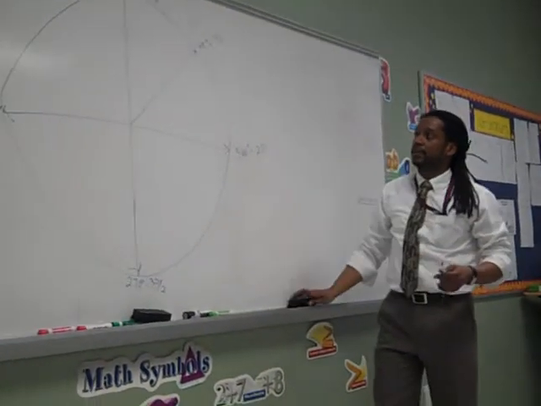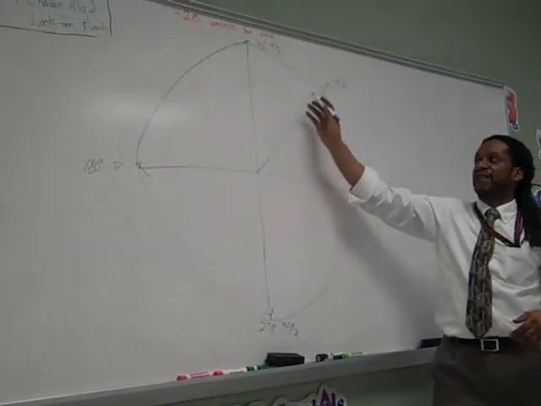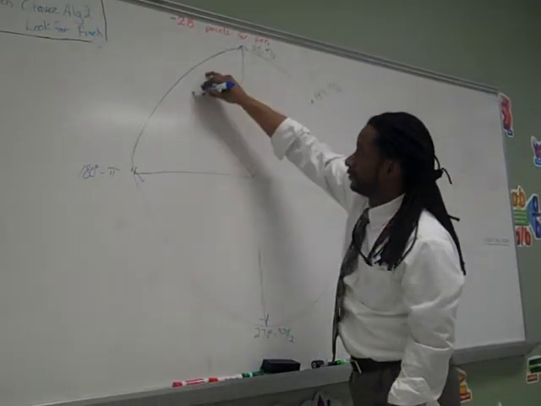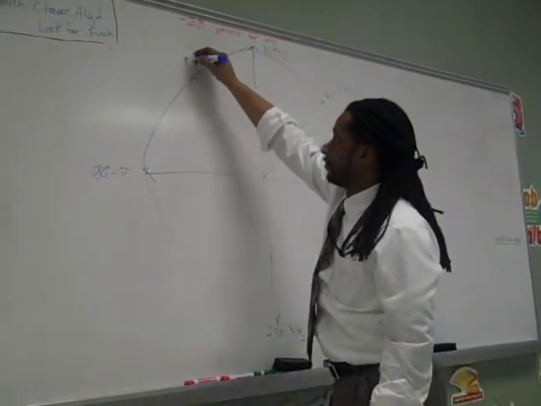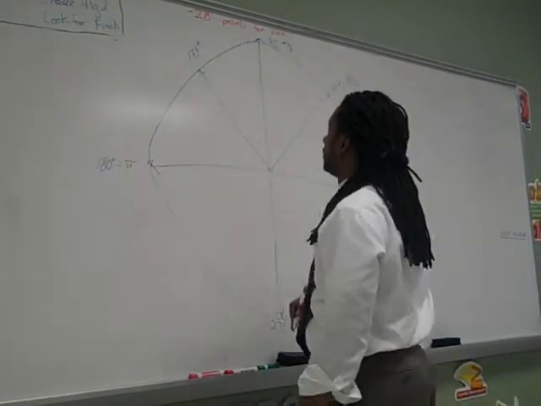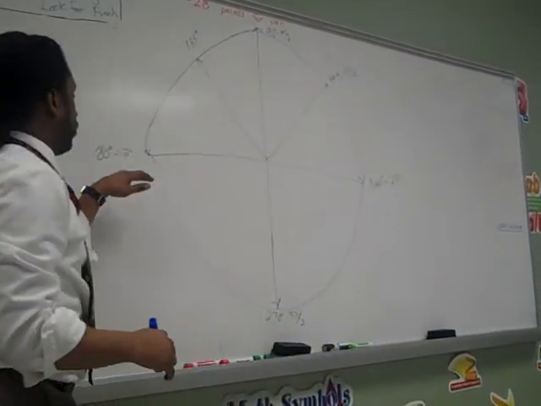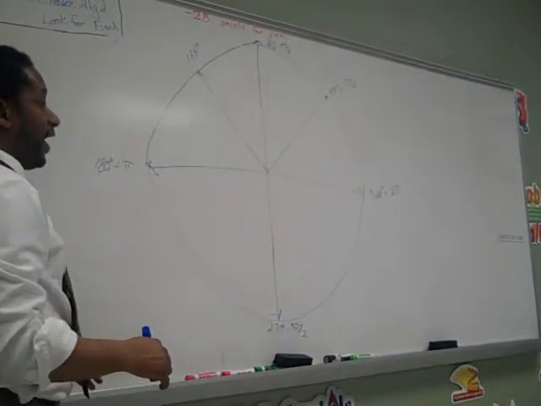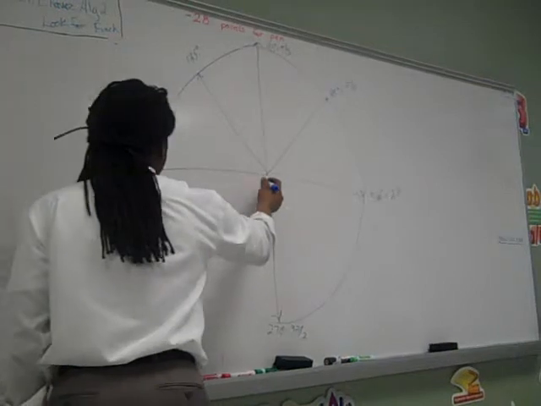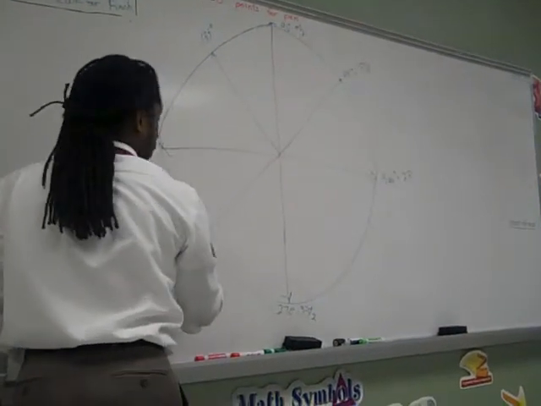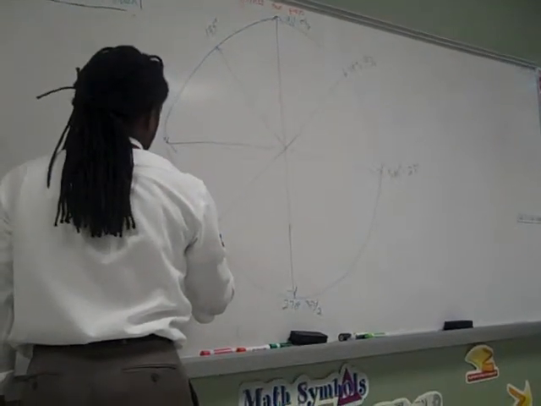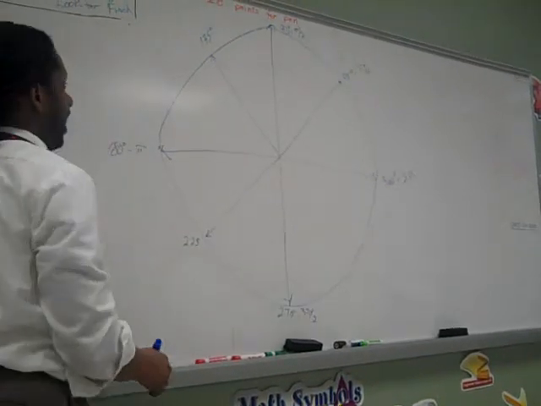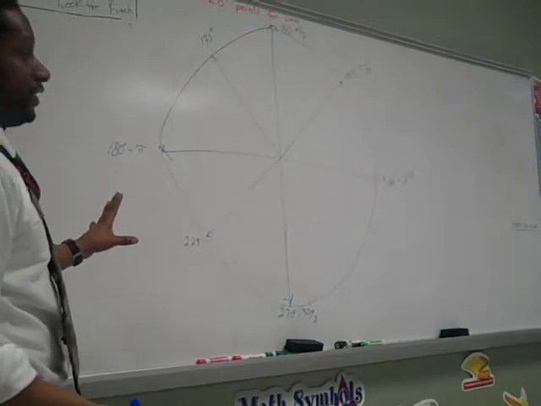Okay? Now, 45 plus 45 is? 90. 90 plus 45 is? 135. Okay? 135 plus 45 is? 180. 180 plus 45 is? 225. You sure? Okay. Now, before I keep going, I want to get my radians.